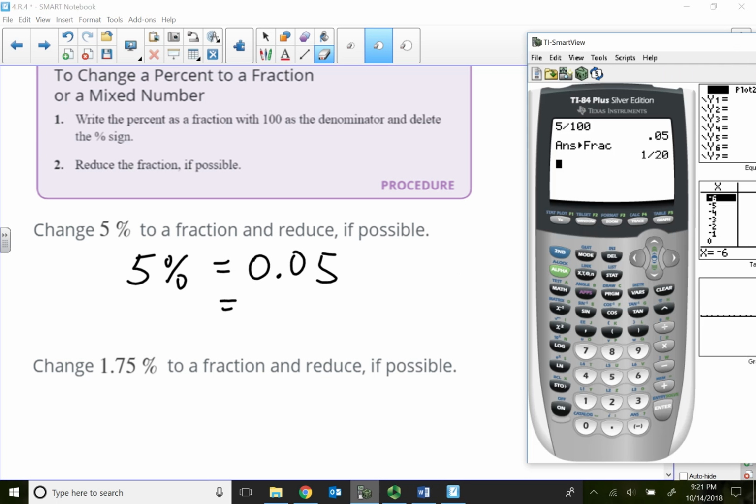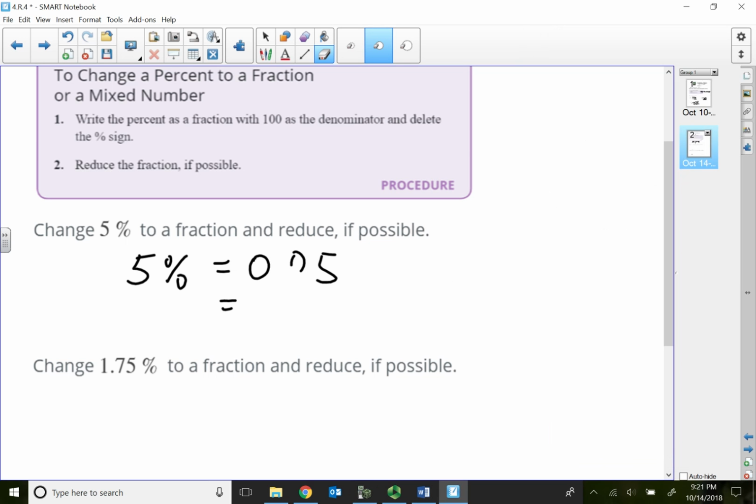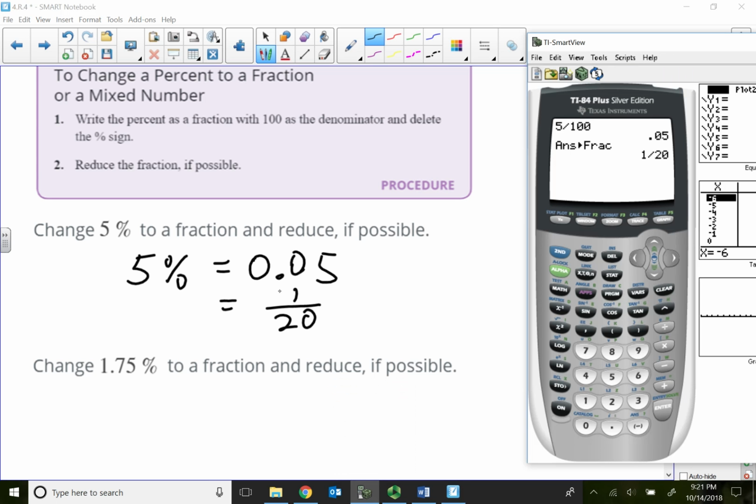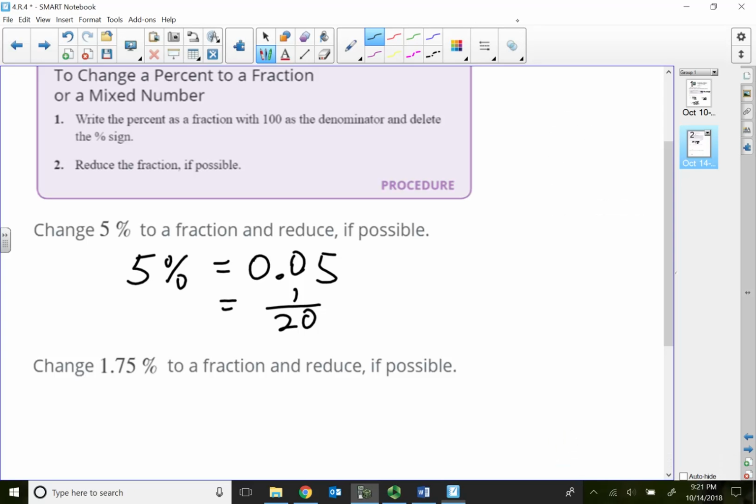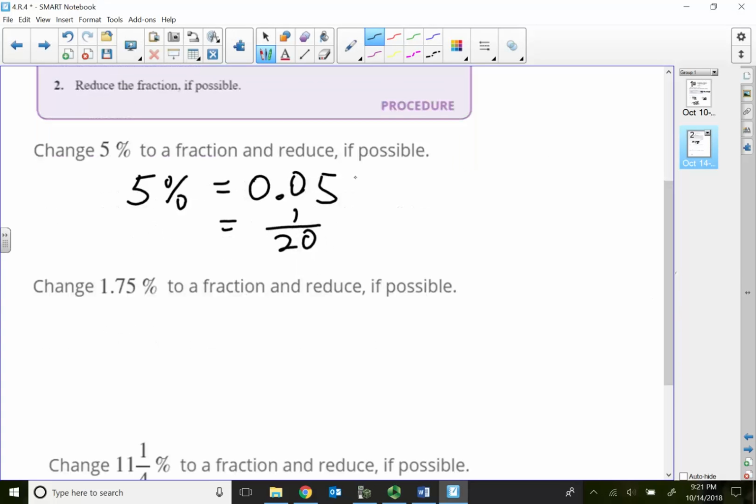So once I convert into a fraction, that should be 1 over 20. Now, it's very important that we see that all three numbers, 5%, 0.05, and 1 over 20, are representing the same thing. 5% is 0.05, 0.05 is 5%, 5% is 1 over 20, and 1 over 20 is 0.05 or 5%. They all mean the same thing, they're just different notations to represent them. And that's very important to understand when we do application problems.